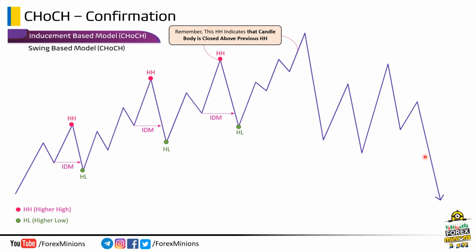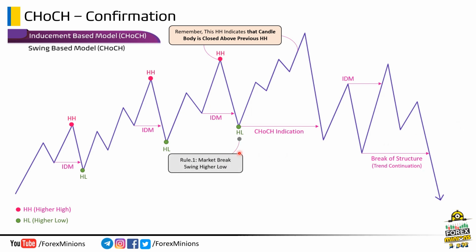Break of higher low will give an indication of change of character, and secondly, candle body closing below this point. Then inducement formation and then break of structure. Just for your learning purpose and understanding, let's mark these rules on this chart. As per first rule, price must break this major higher low in bullish trend. Note, this will give us the indication of trend reversal, not a confirmation. Secondly, candle body must close below the higher low, at this CHoCH point.